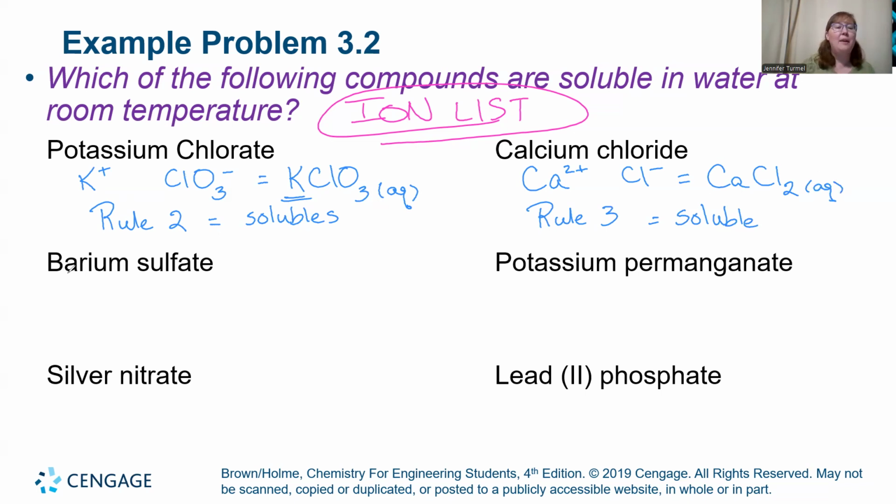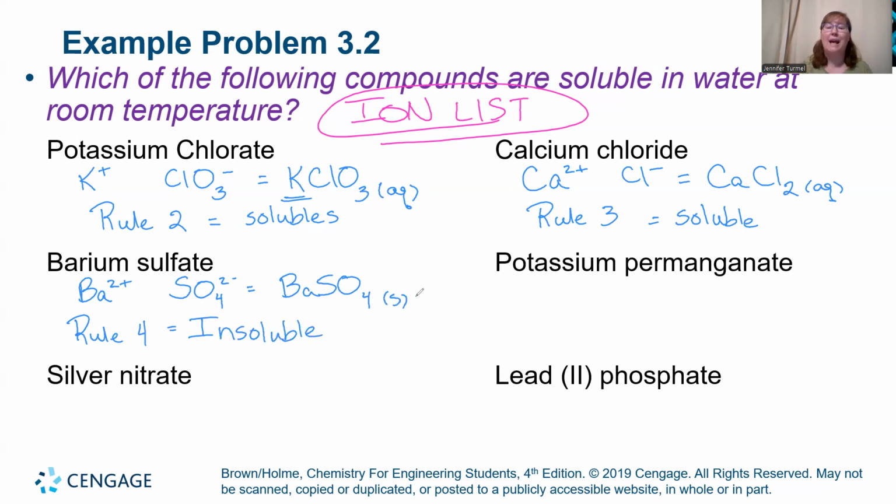Now we have barium sulfate. So barium is our Ba2 plus, and sulfate is our SO4 2 minus. These balance together to form BaSO4. And if we look at rule number 4, we can see sulfates are usually soluble, except with barium. Barium is one of our exceptions. So this is going to be insoluble, and we can put a little S after it for solid.